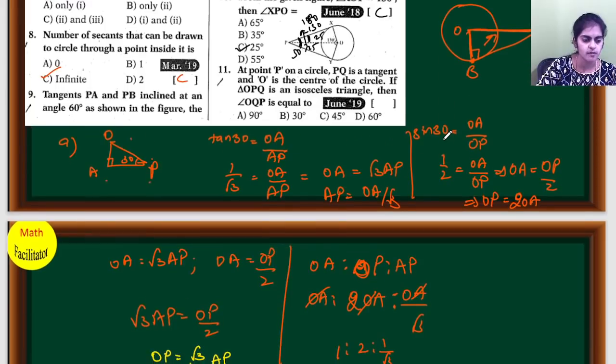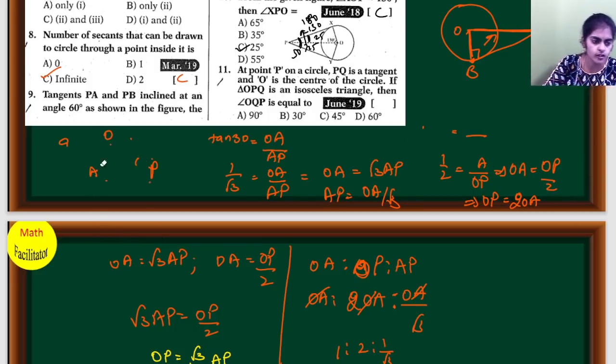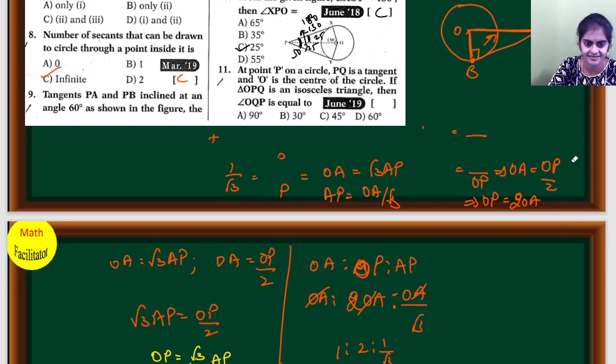Okay. Question number 11. At the point P, to a circle PQ is a tangent, O is the center. If triangle POQ is isosceles triangle. So let me erase this because we'll have space here. Question 9 is wrong. You don't have to do. Let me use the space for question 12. I don't have option. I have to erase it this way itself. Just give me 1 minute.